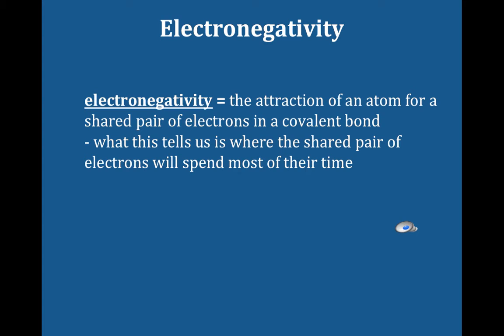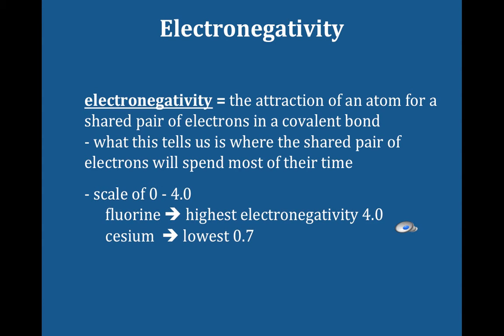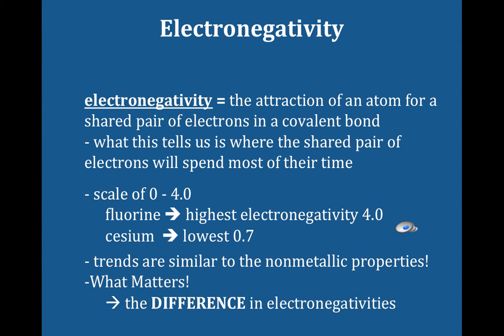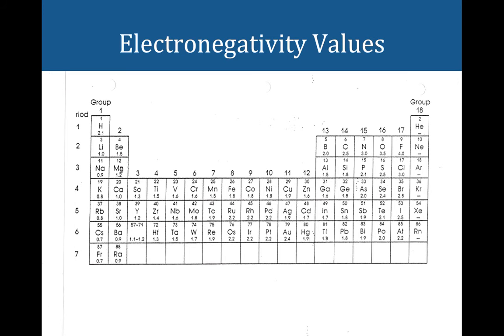So when we look at electronegativities, we're going to compare the electronegativities of the elements in a bond, and we'll see which kind of tugging we're going to get. There's fluorine, the number 1 at 4.0, and cesium's tied for last at 0.7. Turns out the difference in electronegativities is the key in this game.